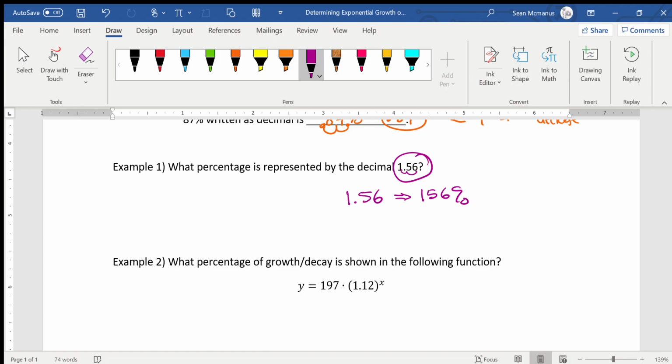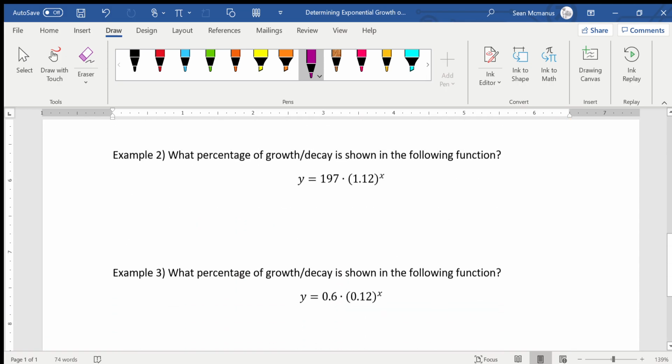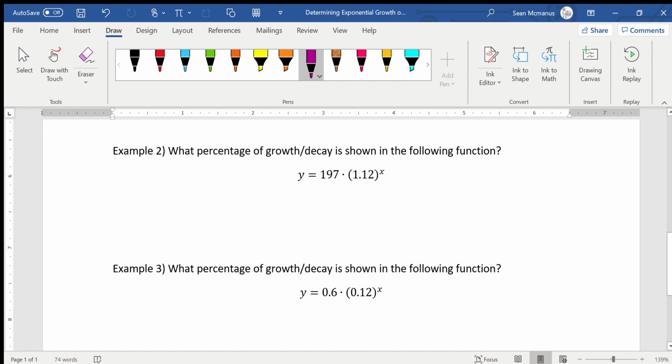And you might be asking, why are we doing these? This doesn't have anything to do with exponentials, but you'll see in the next equation, we're going to see these types of numbers in our equation, and we have to be able to pull out this information. So examples 2 and 3, this is what we're going to have to be able to do on our homework right here. What percentage of growth and decay is shown in the following function?